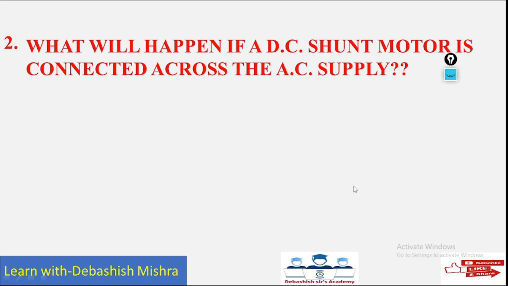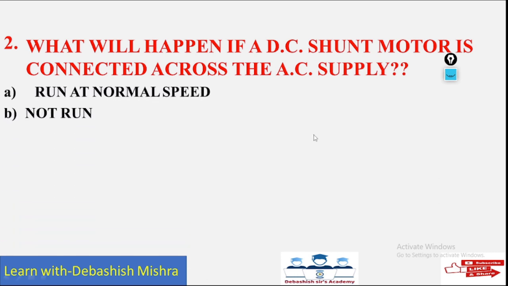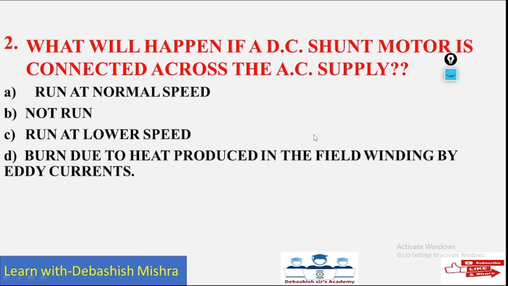Question number 2. What will happen if a DC shunt motor is connected across the AC supply? See the options: run at normal speed, not run, run at lower speed, burn due to heat produced in the field winding by eddy currents. Option D is the correct answer: burn due to heat produced in the field winding by eddy currents. Remember this. Going to the next question.